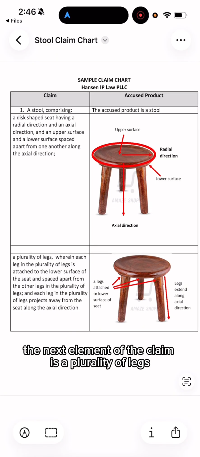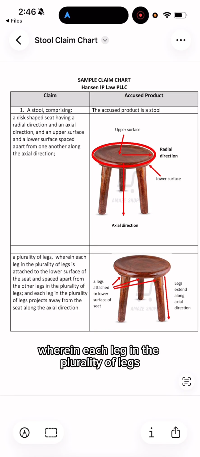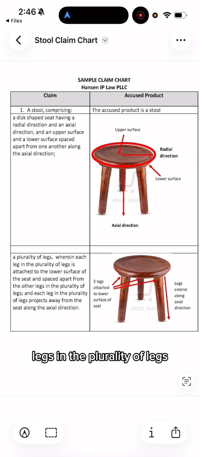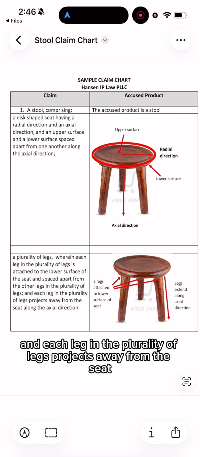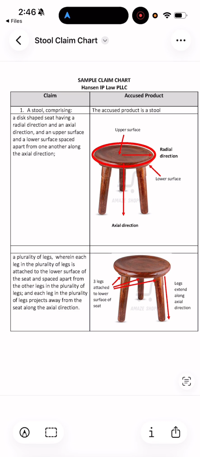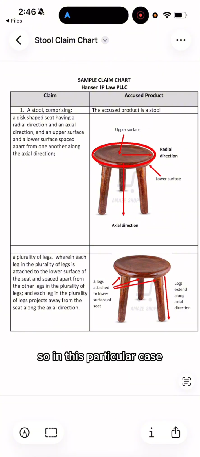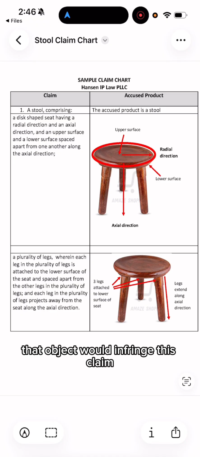The next element of the claim is a plurality of legs, wherein each leg in the plurality of legs is attached to the lower surface of the seat and spaced apart from the other legs in the plurality of legs, and each leg in the plurality of legs projects away from the seat along the axial direction. And if you look at the diagram, you can see that that limitation is met as well. So in this particular case, that object would infringe this claim.